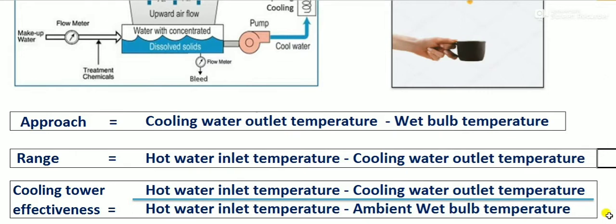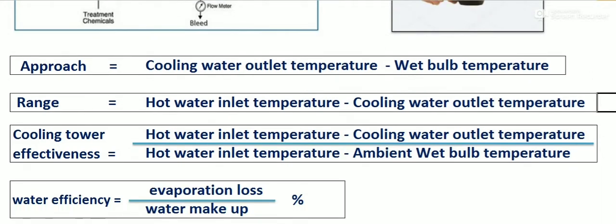Cooling tower effectiveness compares the ideal, up to saturation, with the actual condition. It is hot water inlet temperature minus cooling water outlet temperature, divided by hot water inlet temperature minus ambient wet bulb temperature. The wet bulb is the saturation temperature, the ideal case, and the numerator is our actual case. So actual divided by ideal gives the cooling tower effectiveness. Then water efficiency: how much water evaporation loss and how much water we are making up.